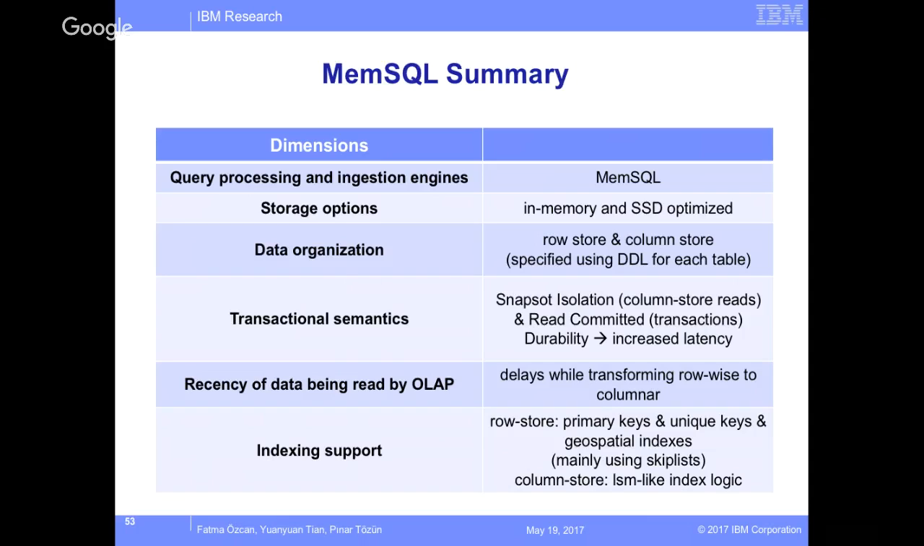From the columnar side, it might take a bit for data to be transferred to it, but they also give you the option of joining the row side and column side, so you can access the up-to-date data. And for indexing support, I would say skip lists are the heavily used index for the row store side, and they have a more LSM-like structure for the columnar side.